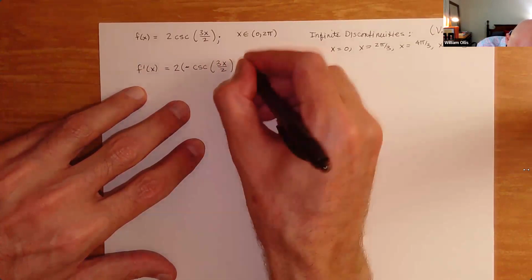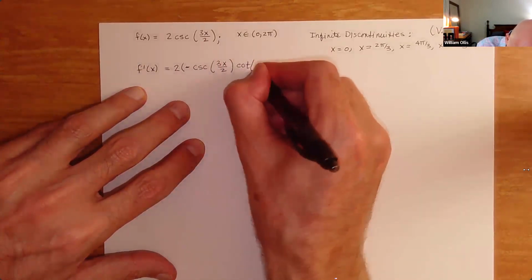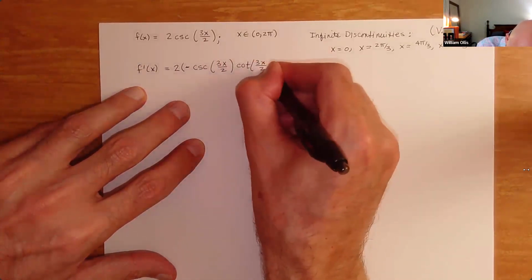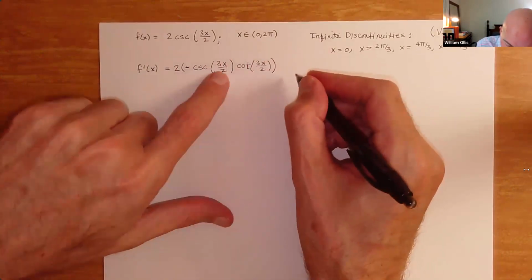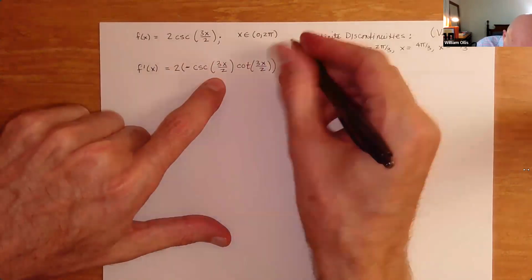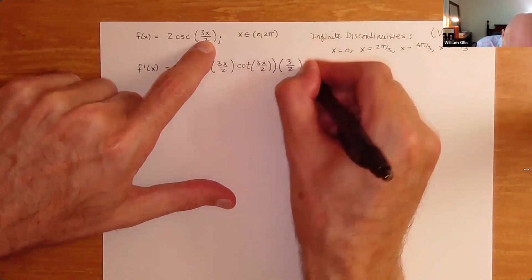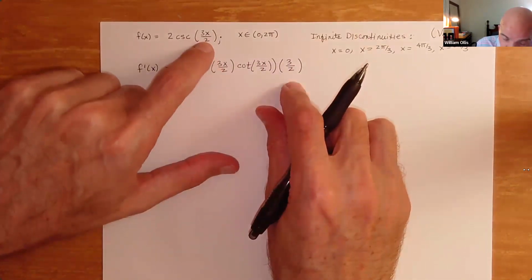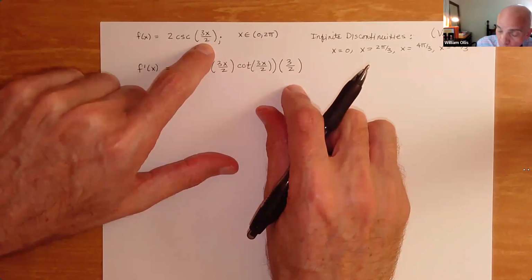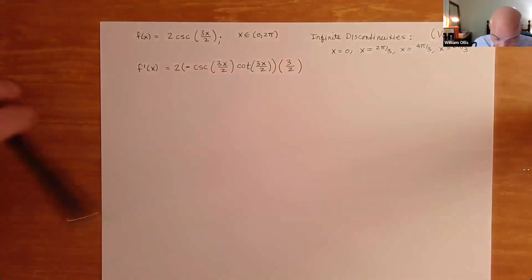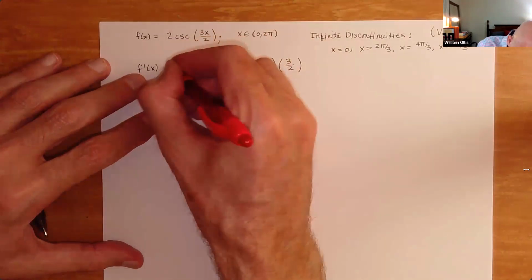Good old calculus. So again, that gives us the derivative of the outer function, and the derivative of the inner function is just 3/2, in the sense that 3x over 2 derivative is just 3/2. And so now the 2's absorb.